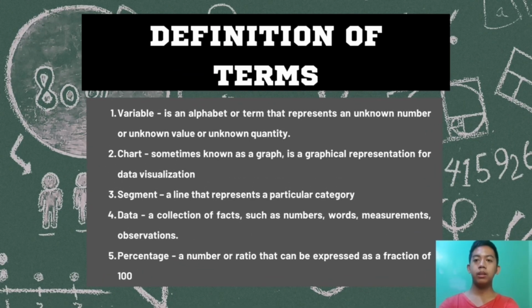Definition of terms. Variable is the alphabet or term that represents an unknown number, unknown value, or unknown quantity. Chart, sometimes known as a graph, is a graphical representation for data visualization. Segment is a line that represents a particular category. Data is a collection of facts such as numbers, words, measurements, observations. Percentage is a number or ratio that can be expressed as a fraction of 100.